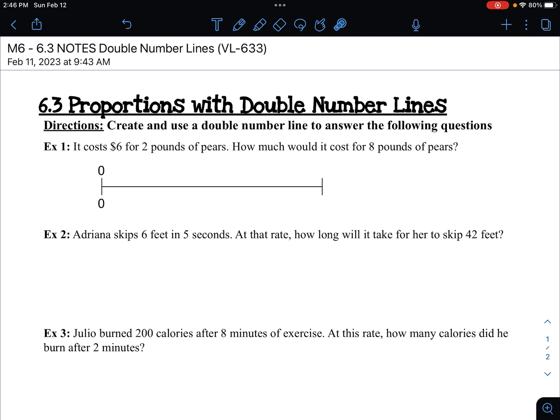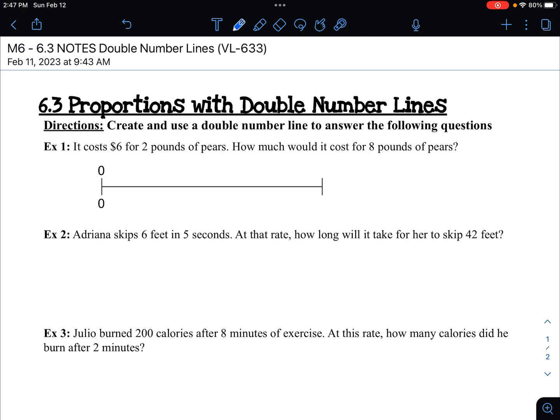You can figure out how much it costs for 1 pound of pears and then multiply afterward. You can also set up something called a proportion. For this, we're going to set up something called a double number line. It's just a tool that we can use to help us solve problems. So for example, they already have one set up for us. There's a 0 on top and a 0 on bottom. And we use double number lines when we're trying to compare two different things. In this case, it's the cost of pears and the number of pounds.